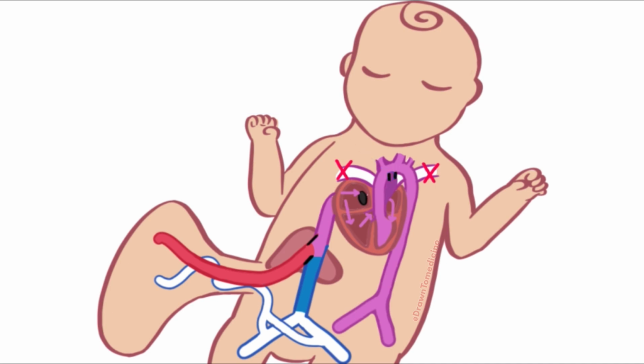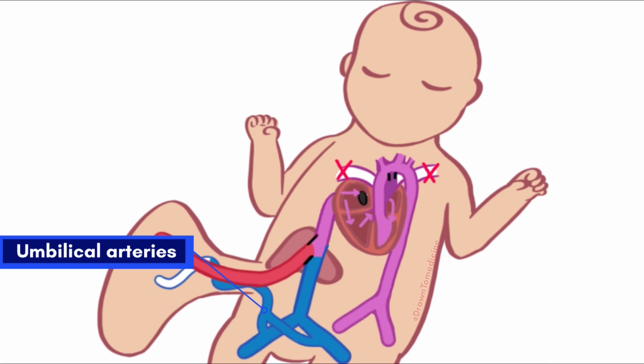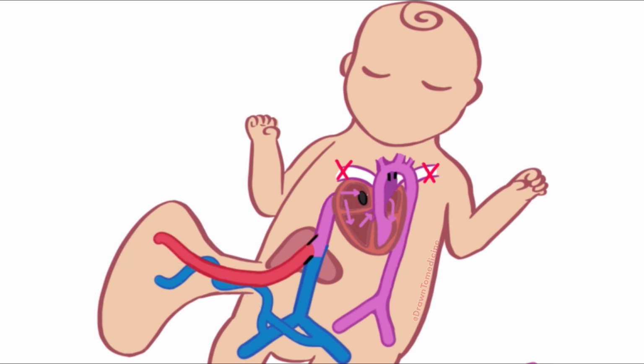Now, after the oxygen in the partially oxygenated blood has been utilized by the fetus's tissues, the deoxygenated blood is going to be carried up by veins, and most of it will go back into the inferior vena cava. However, some of it will go through umbilical arteries and go back into the placenta to become oxygenated. So that concludes my explanation on how the fetal circulation works, and I hope this explanation was helpful.